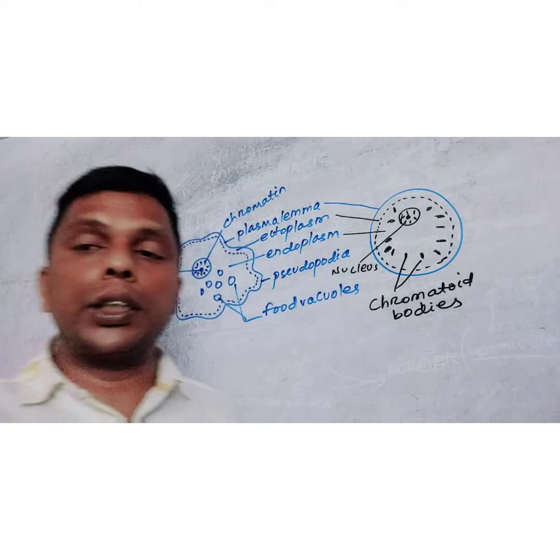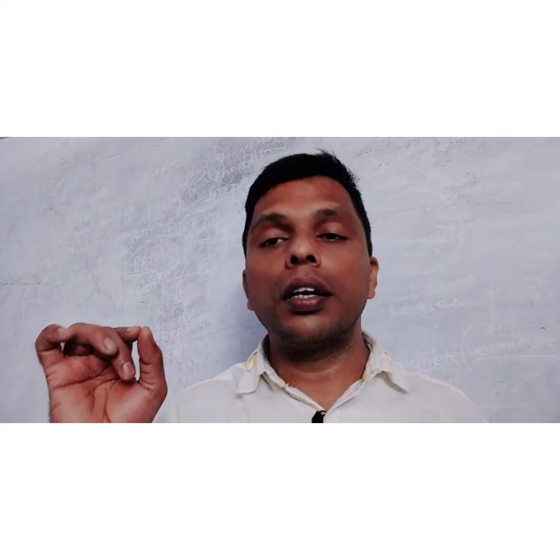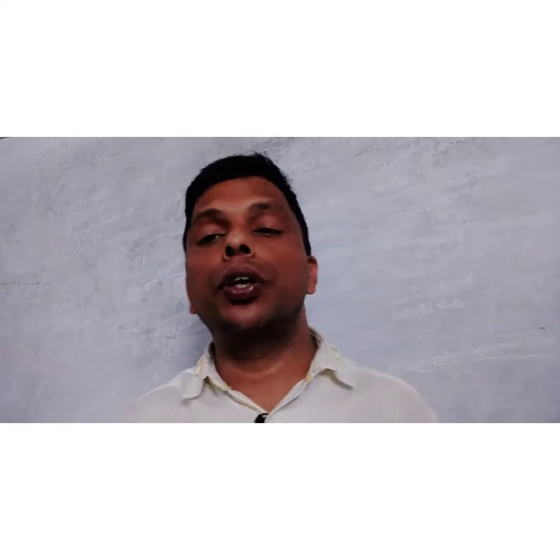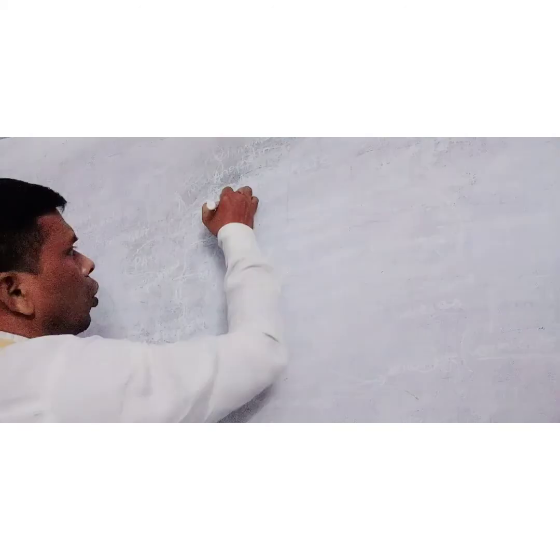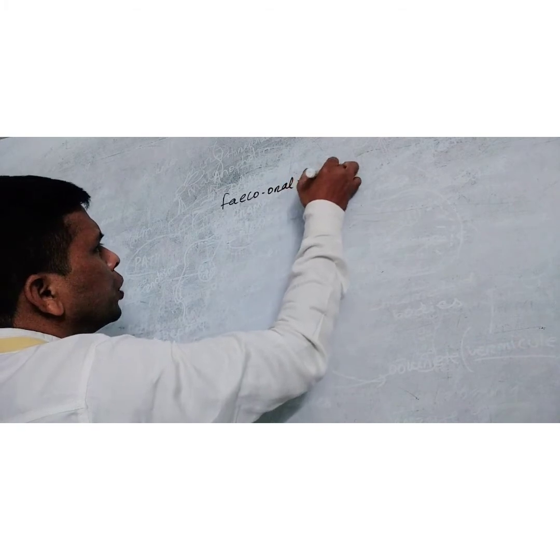Then we come to the mode of infection and its life cycle. The infective stage here is the tetranucleated cystic form, and the common pathway of transmission is the fecal-oral route. That means it is released out of the patient through feces and enters the body of another individual through the oral passage by contamination. So it is called fecal-oral transmission.